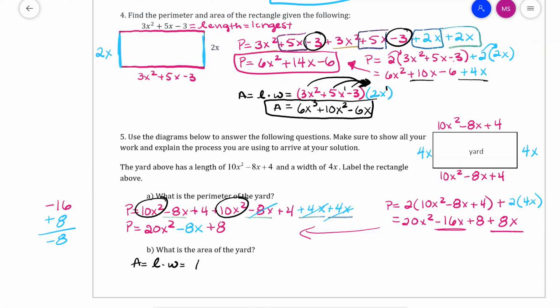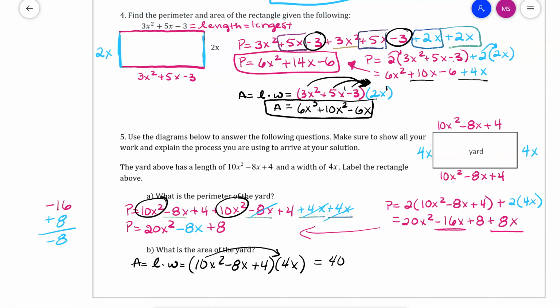All right, area, last but not least, area equals length times width. So length is that 10x squared minus 8x plus 4, and your width is 4x. All right, so very similar to number 4. We're going to go ahead and distribute. All right, so 10 times 4 is 40.